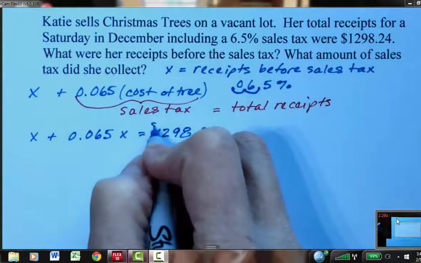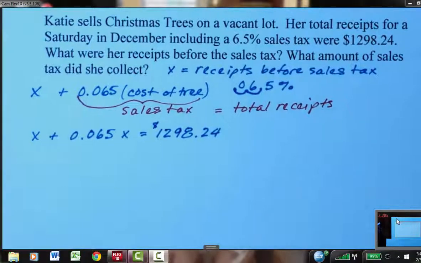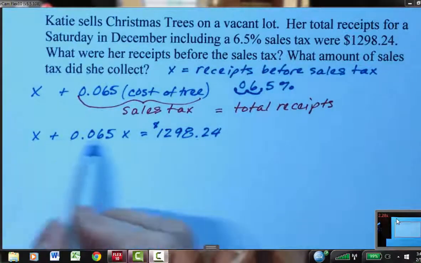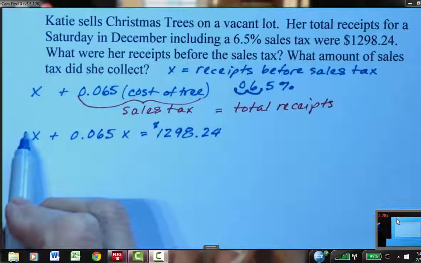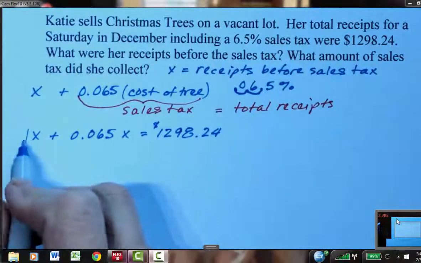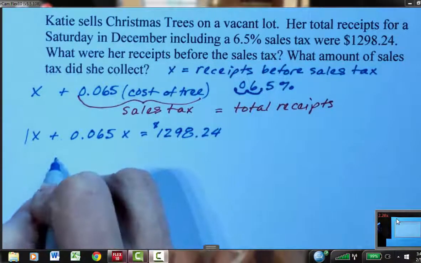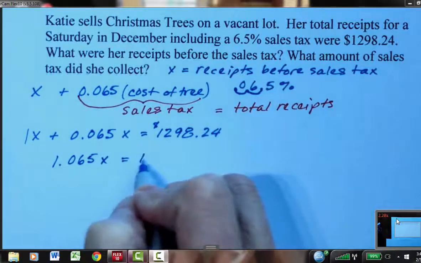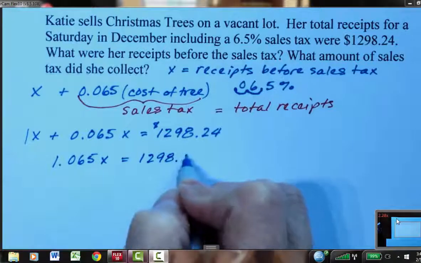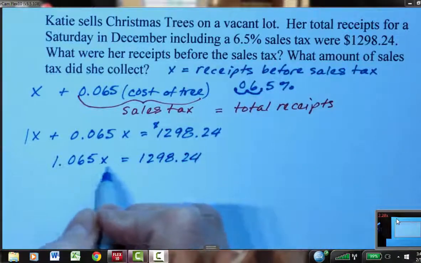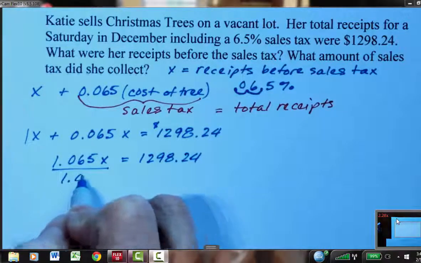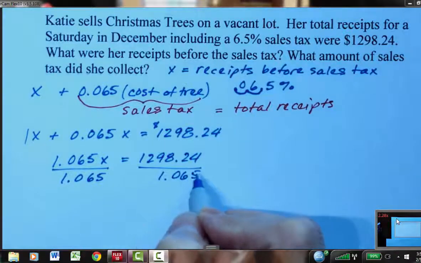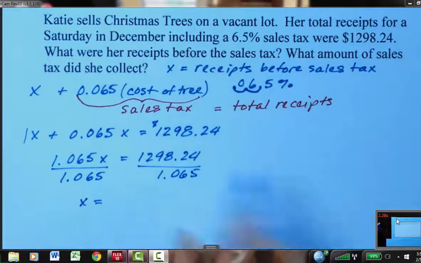equals $1,298.24. Now we have our algebra problem that we can solve by adding our x's together. We have like terms. We have a 1 in front of this x. So when we add 1 and 0.065, we end up with 1.065x equals 1,298.24. Then to solve for x, we divide both sides by 1.065.